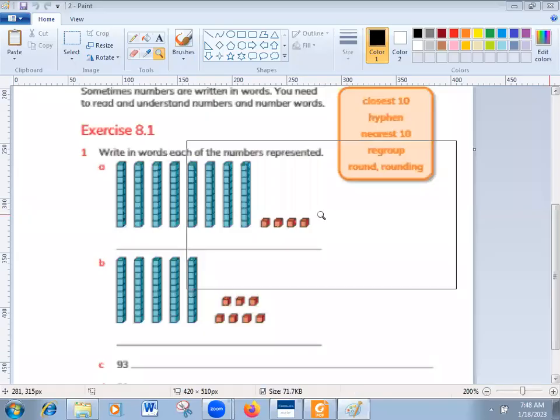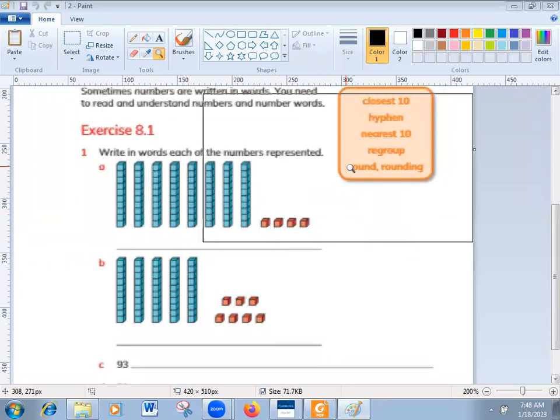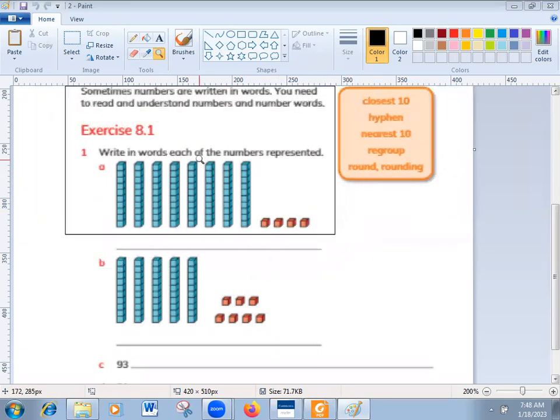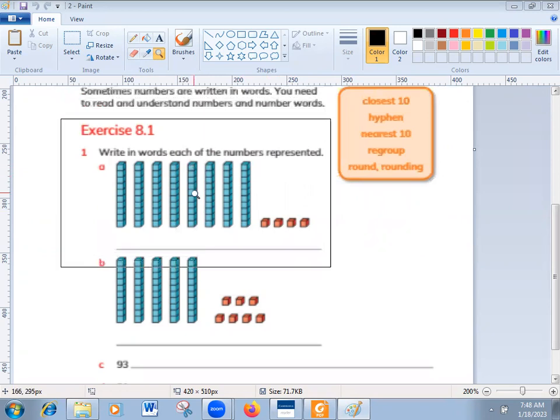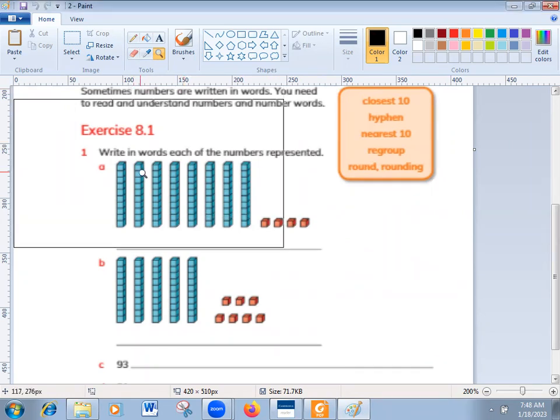Okay, moving on to exercise 8.1. Write in words each of the numbers represented. So we have blue boxes and red boxes. What we are going to do is count them and write them in words, not in numbers. So let's count. It's easy. The blue ones, you are going to count them in tens.